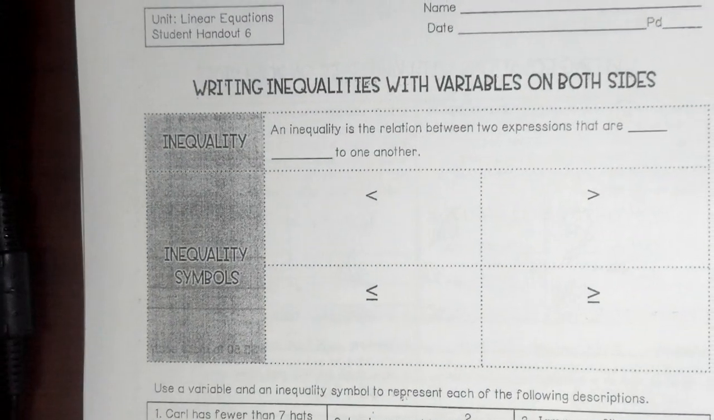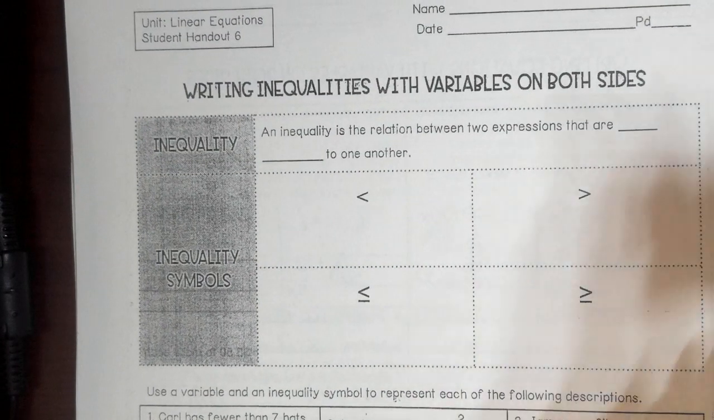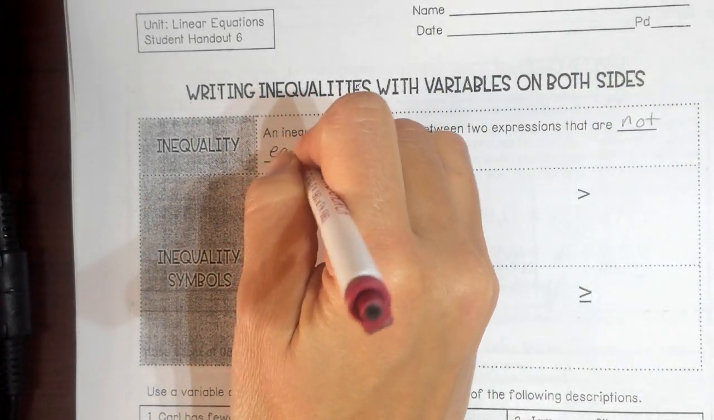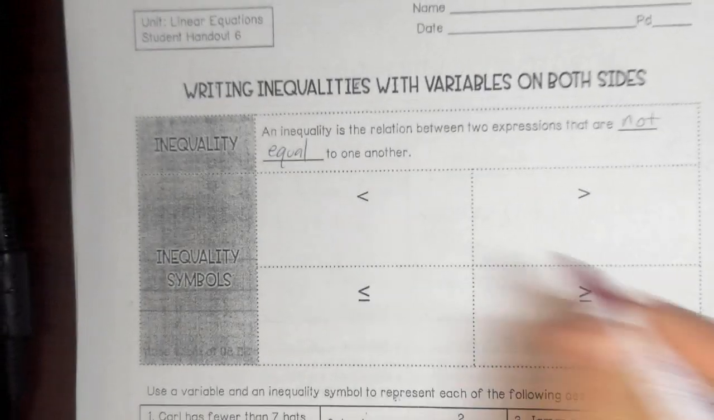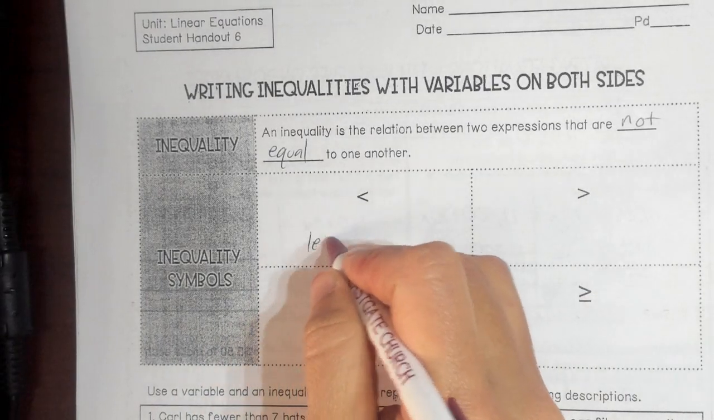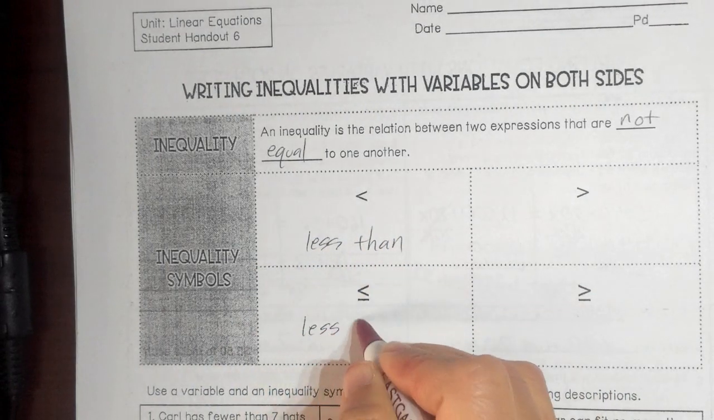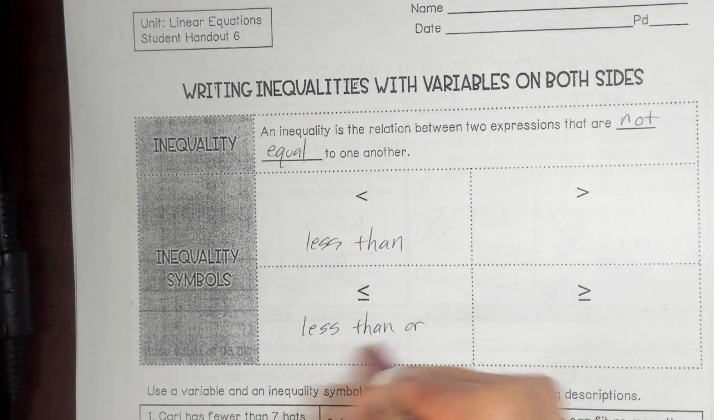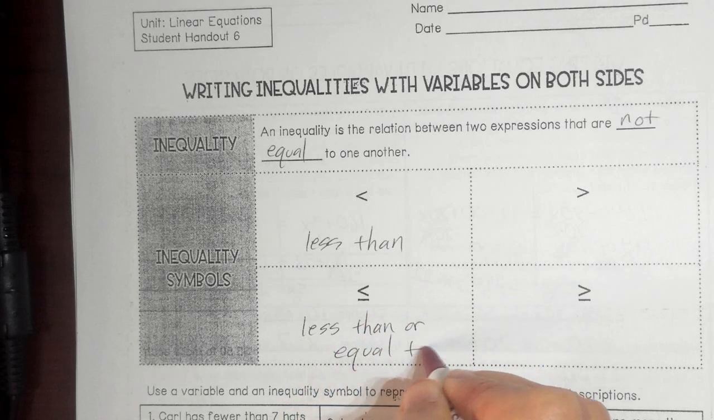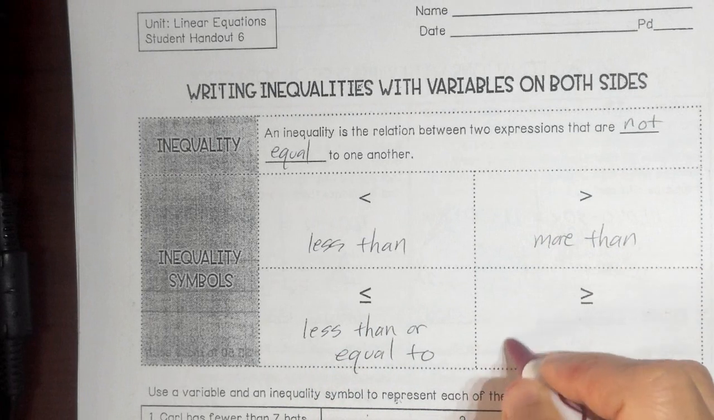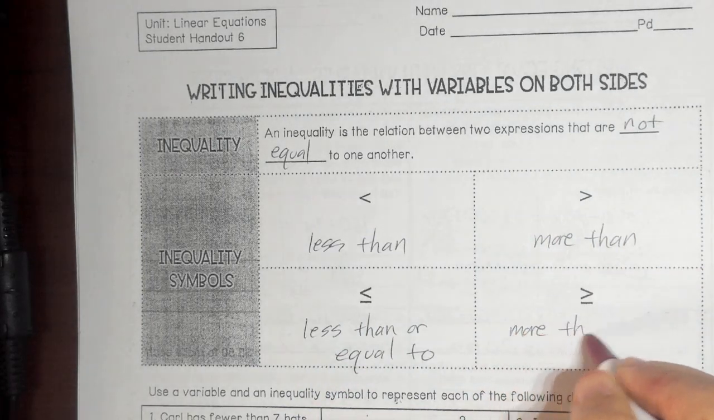And we're going to go to our notes on inequalities. It says an inequality is the relation between two expressions that are not equal to one another. So this would be your less than symbol. This would be your less than or equal to symbol. This should be review. This is your more than symbol. And this is going to be your more than or equal to symbol.